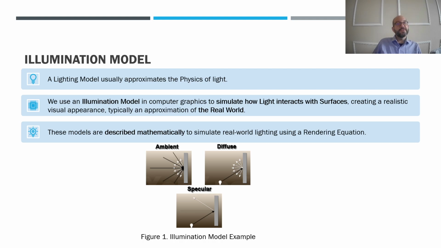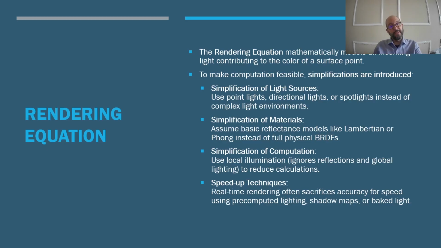In computer graphics, we use an illumination model to that end. An illumination model, or lighting model, in computer science typically tries to approximate the physics of light. To that end, we use an illumination model to simulate or approximate how light interacts with surfaces. And these models are also, of course, mathematically described using rendering equations.